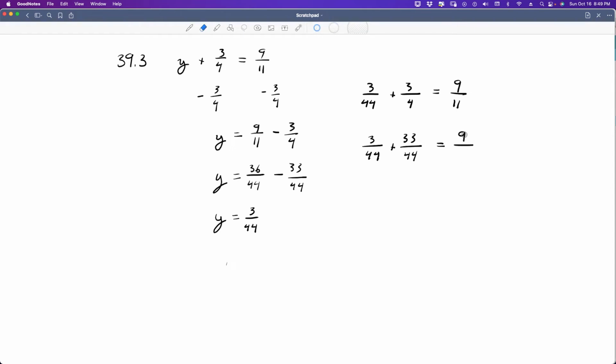Actually, I'm going to go ahead and multiply this by 4. 4 times 9 is 36, and 4 times 11 is 44. So now they all have the same denominator. So now I can say 3 plus 33, that's going to be 36 over 44 is equal to 36 over 44. And that is correct. So I know that this answer is correct also. Okay, this one was a little bit harder because we had to do some more steps, but steps we already know how to do. Let's try another one.